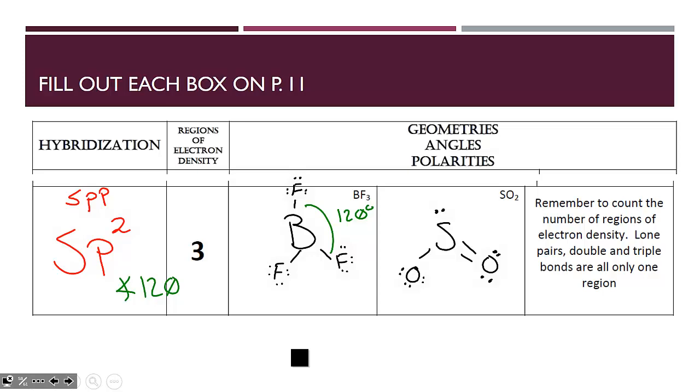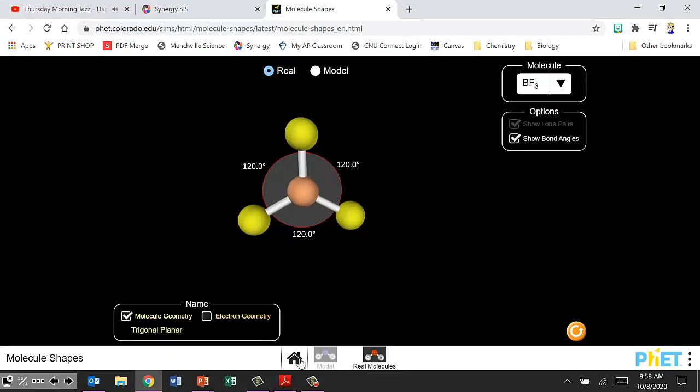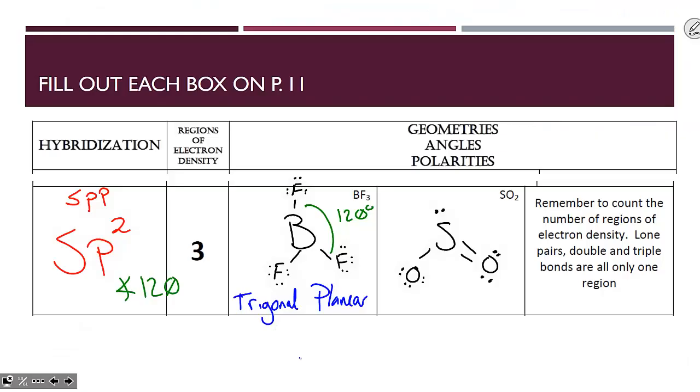Being that it is a flat triangle, boron trifluoride, or anything with 3 regions of electron density and no lone pairs, is known as a trigonal planar shape. Now that's really the kicker here. 3 regions of electron density with no lone pairs is trigonal planar because it is sp2 hybridized. The bond angle is 120 degrees. However, the addition of a lone pair will change that bond angle and change that shape.